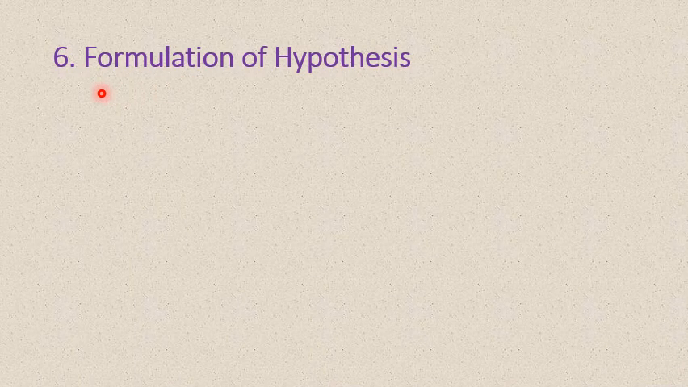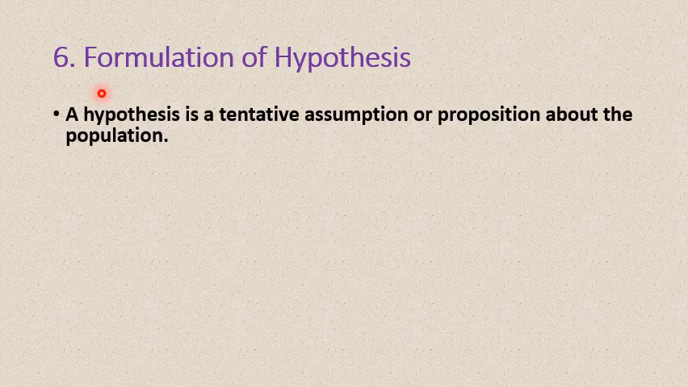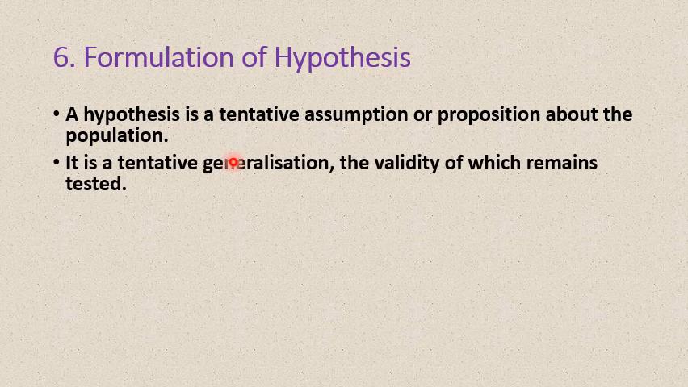Then sixth step in the process of research is formulation of hypothesis. What is a hypothesis? A hypothesis is a tentative assumption or proposition about the population. It is a tentative assumption made about the population. It is a tentative generalization, the validity of which remains to be tested. It is called tentative or provisional because it is a generalization or theory taken from a previous study or from our experience, the validity of which remains to be tested.